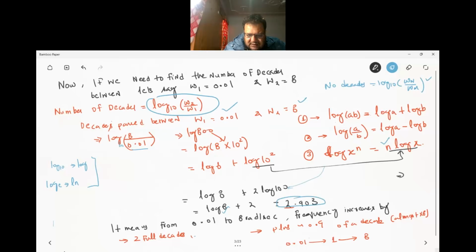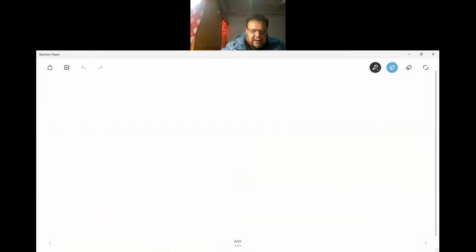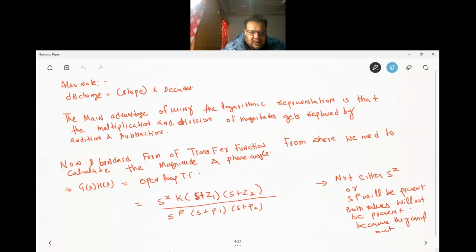Okay, so if you can see, there is a 2 full decade shift here and there is a 0.9 dB shift over there. Now also note this change in dB would also be given. If you are noting the change in dB, this formula we will be utilizing later will be equal to slope into decades.